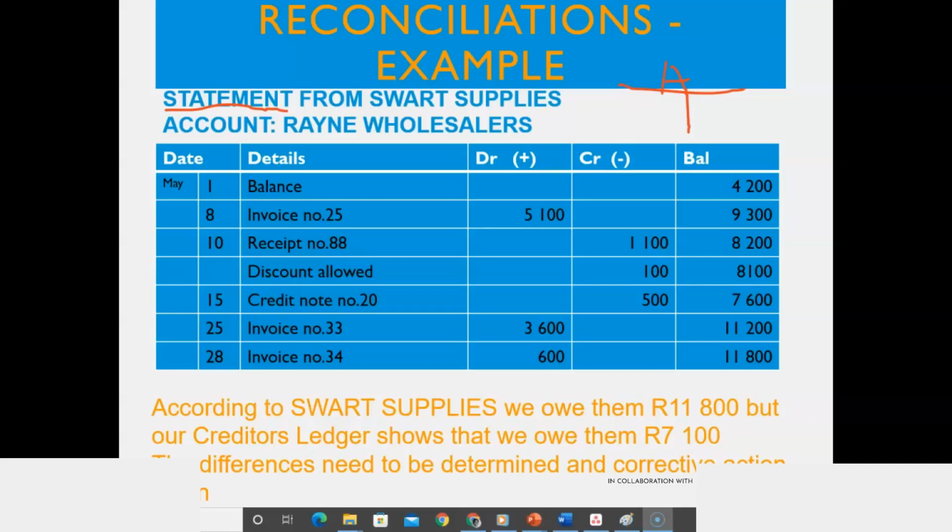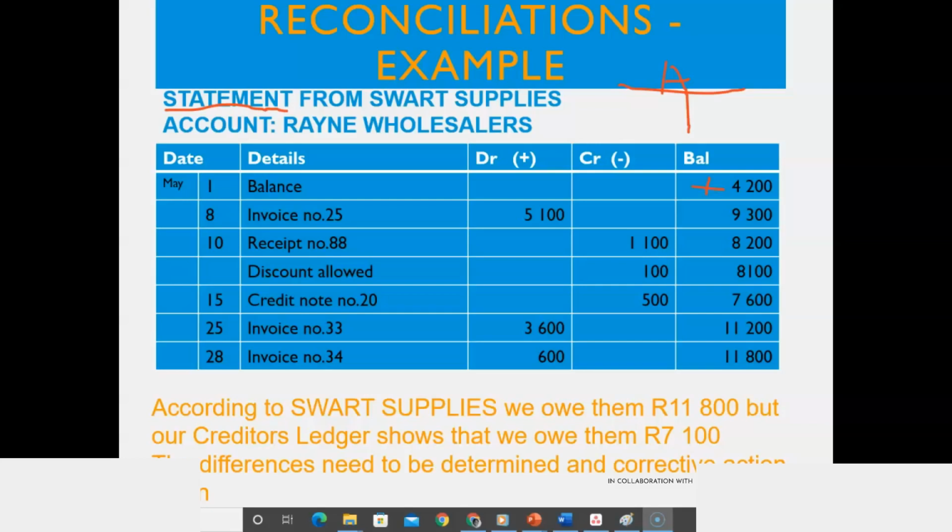Awesome. Okay, so now we're looking at the statement, how SWOT would have recorded things. So they have an asset, so they're expecting to receive this amount of money in the beginning as we're opening the books.